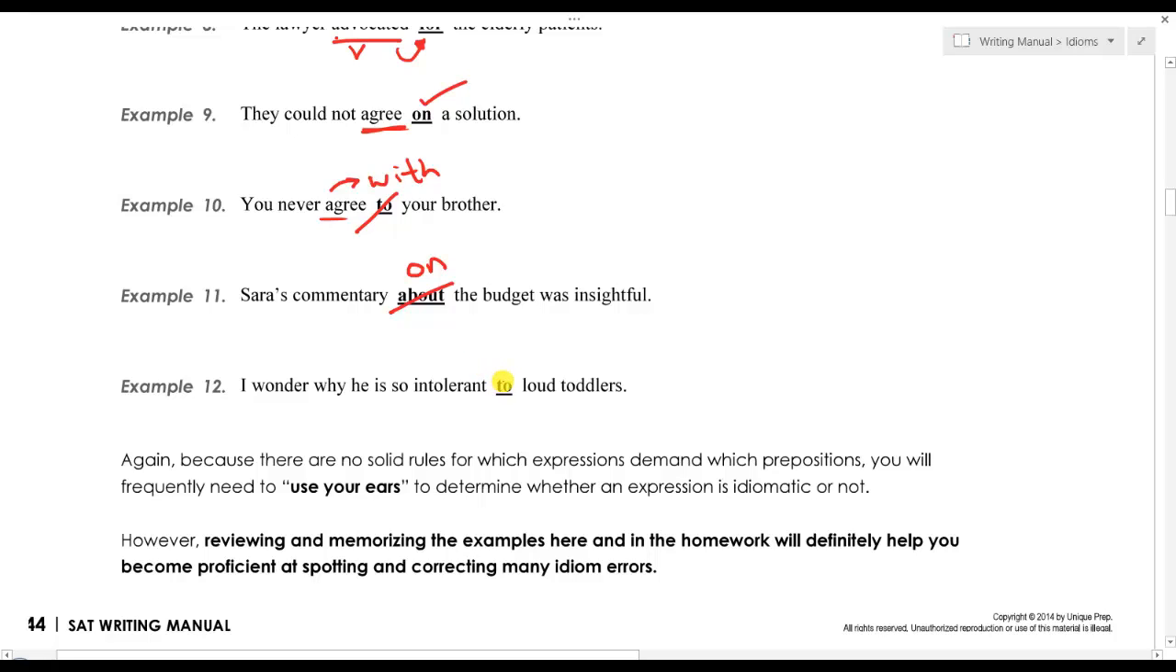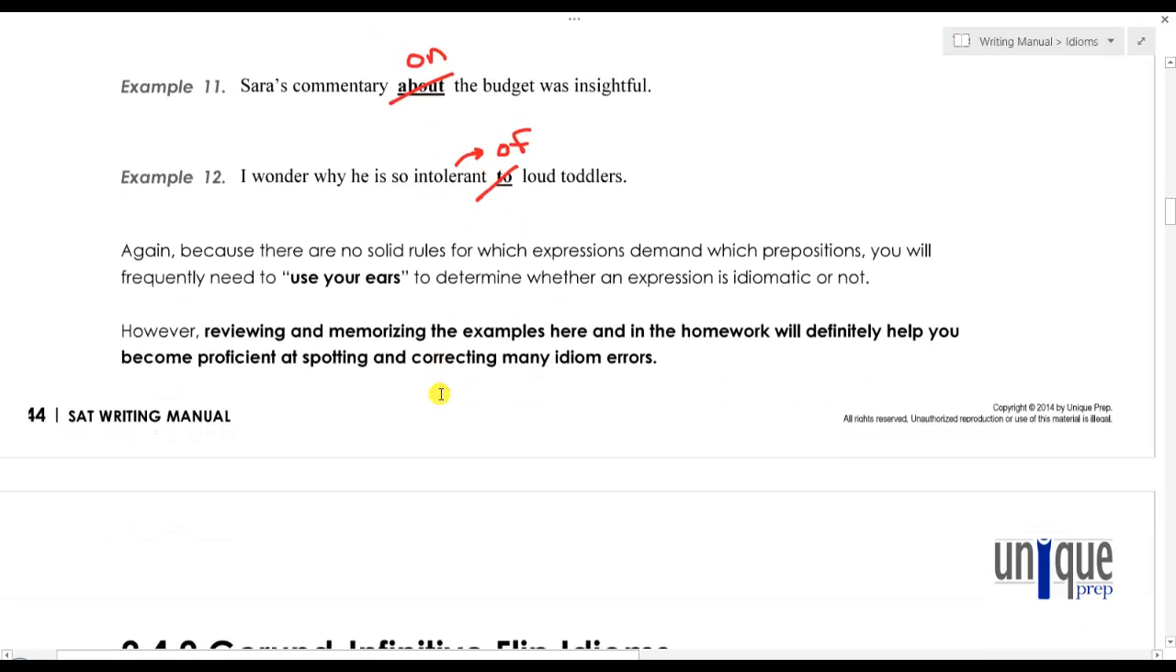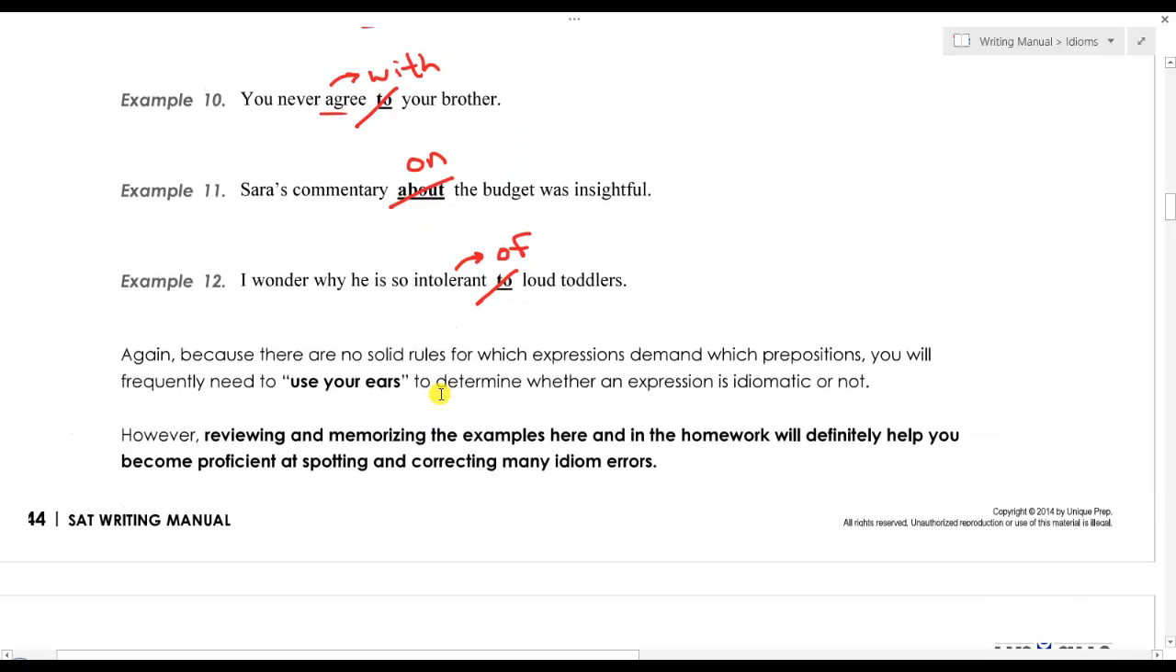I wonder why he is so intolerant. This is number 12. Intolerant to. No, you are not intolerant to something or someone. You are intolerant of someone or something. So number 12, the correct preposition would be of. Those are the prepositional idiom examples.